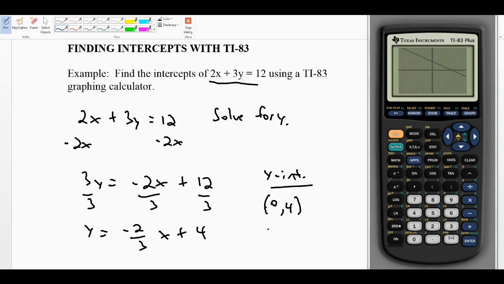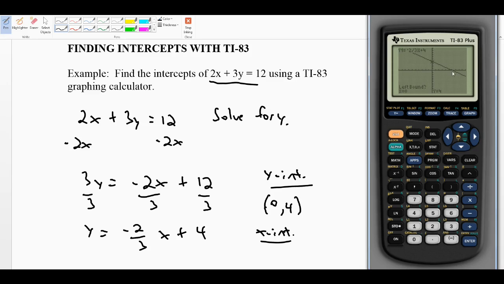Now, we're going to find the x-intercept, and it's over here. So what I'm going to do, there's a couple ways, there's actually several ways. First thing I'm going to do is go to second trace, which is to calculate. Anytime you see 0, that's the same as y-intercept. So I'm going to hit 2.